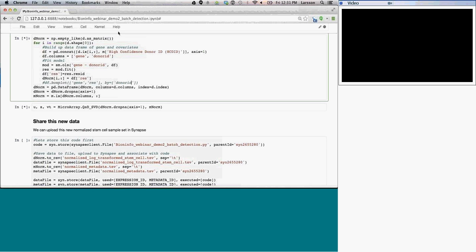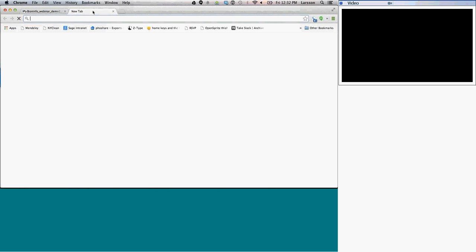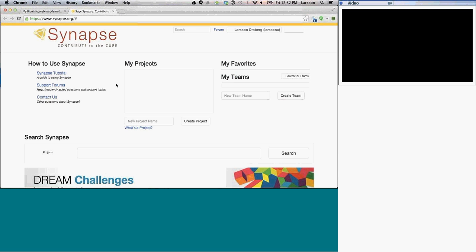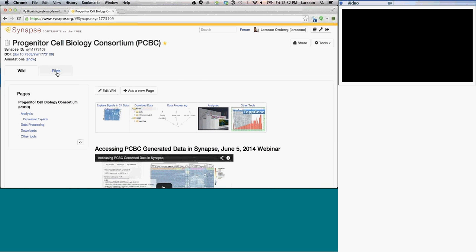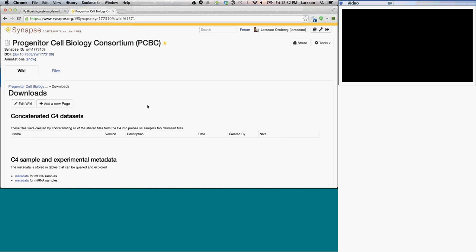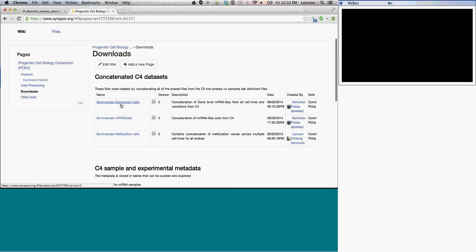In the meanwhile, I can go over to Synapse and show you what the data set looks like and what we're extracting. So we'll pull up an instance of Synapse over here. I meant to do this earlier, when we're fetching the expression data. So we'll go to Progenitor Cell Biology Consortium, go into Download Data, and the file that we're actually looking for is this summarized expression call right here.